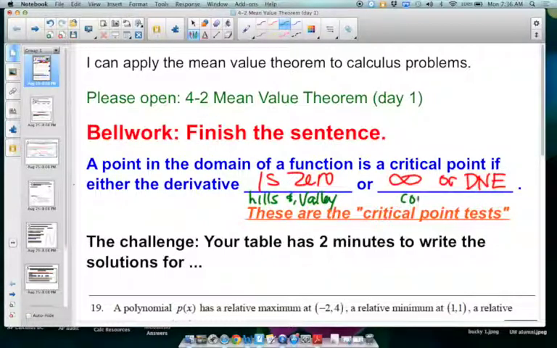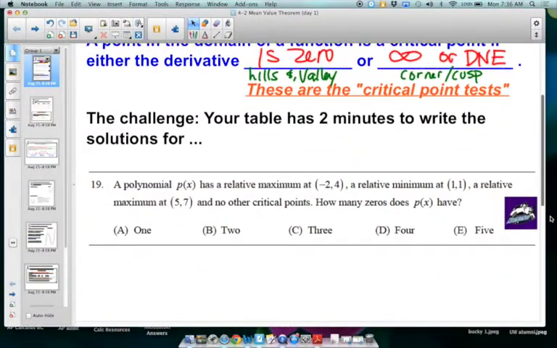Corner or cusp. I should say either vertical tangent line would be an asymptote, right? A corner or cusp would be where those tangent lines don't agree, right? One's going one way, the other's going the other, and we need to have it going the same direction. Okay? All right, so we have a little 2-minute challenge here dealing with critical points.